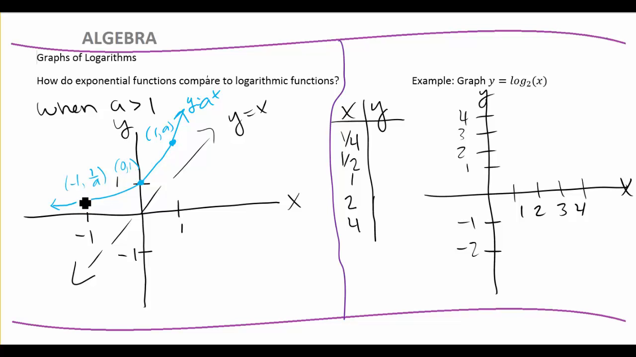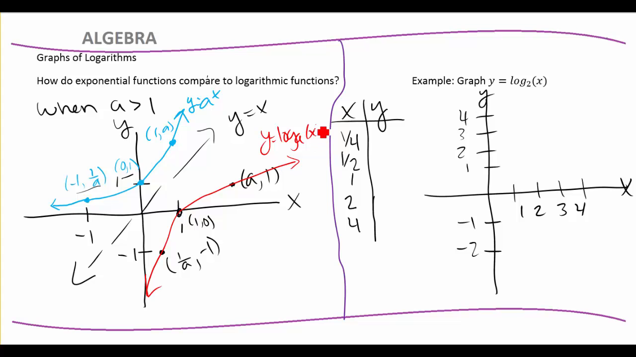So we're starting down here at negative 1 comma 1 over a, which is going to change into 1 over a comma negative 1. And then 0 comma 1 is going to change into 1 comma 0. And 1 comma a is going to change into a comma 1. And this is going to be our new graph, and this is going to be our graph of y equals log base a of x. And that's how exponential functions compare to logarithmic functions in graph form.